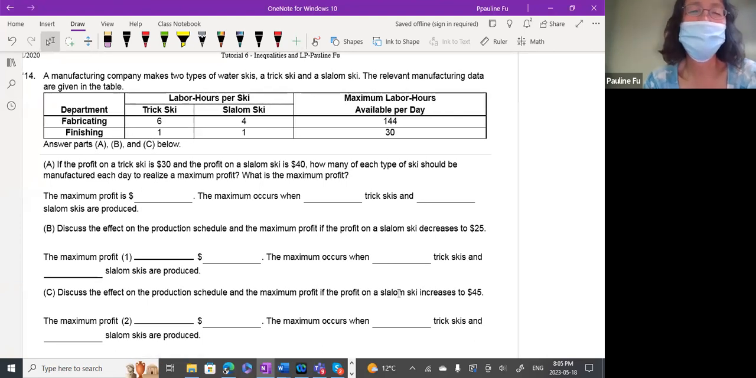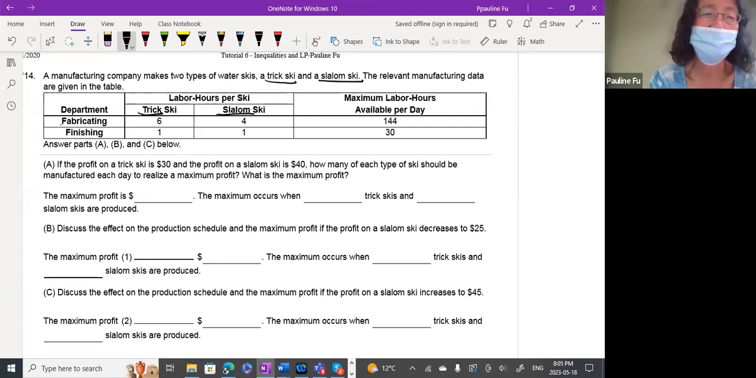A manufacturer makes two types of water skis, a trick ski and a slalom ski. So this is the trick, this is slalom. There are two departments, a fabricating department and a finishing department. For producing one trick ski, you need 6 hours fabricating, 1 hour finishing. For slalom, you need 4 hours fabricating and 1 hour finishing.